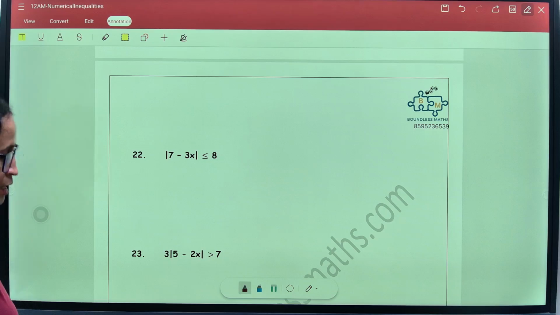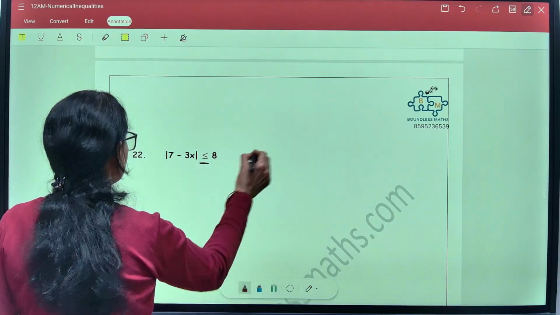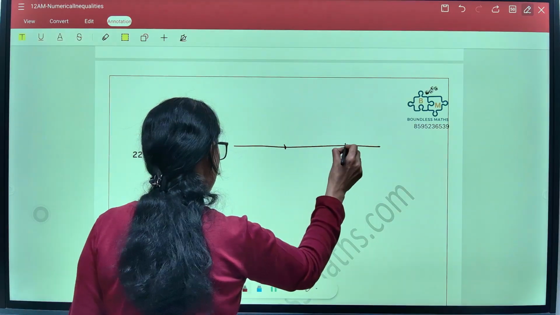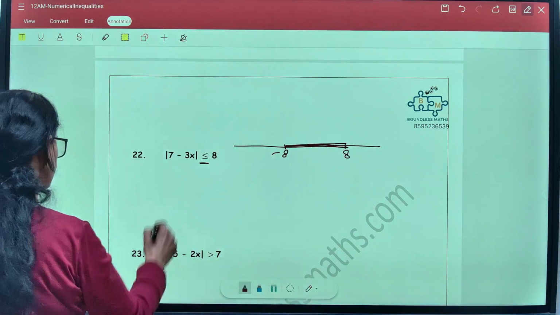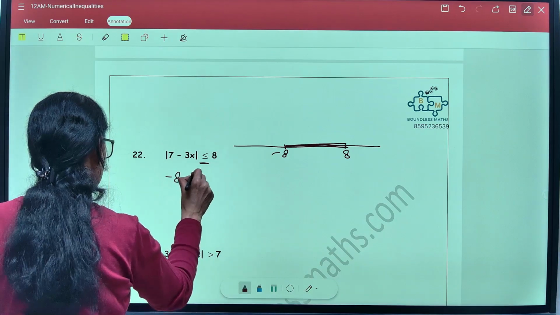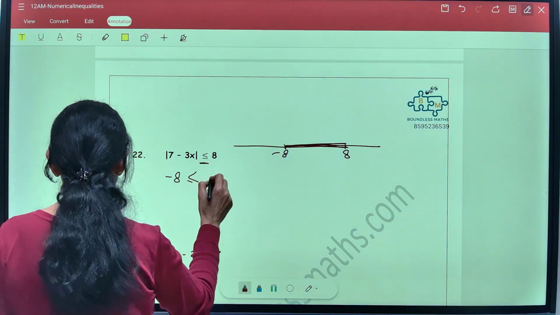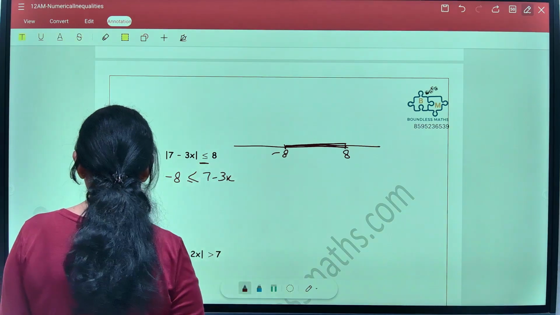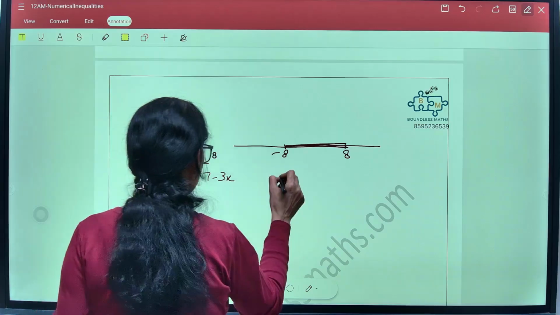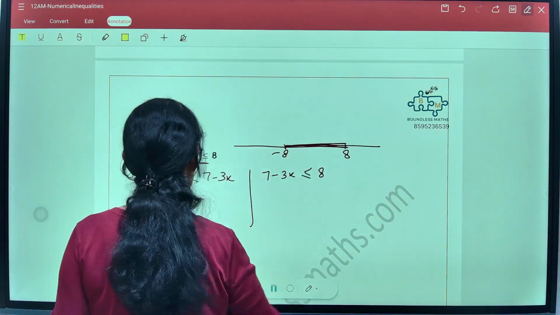The first one is modulus of 7 minus 3x is less than equal to 8. Now how do we solve that? Because it is less than equal to 8 here, that means it is referring to the solution set which is lying between minus 8 and 8. So let's write it as minus 8 less than equal to, because there was an equal to sign here also, so we'll use that. Minus 8 less than equal to 7 minus 3x, and the second inequality will be 7 minus 3x less than equal to 8.